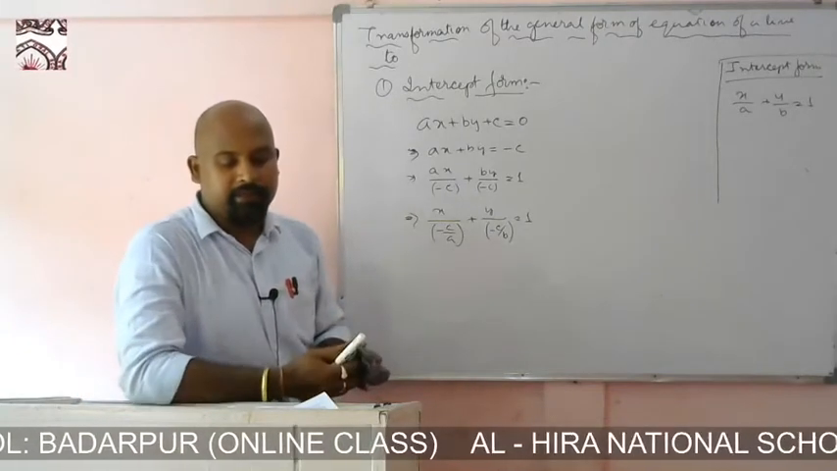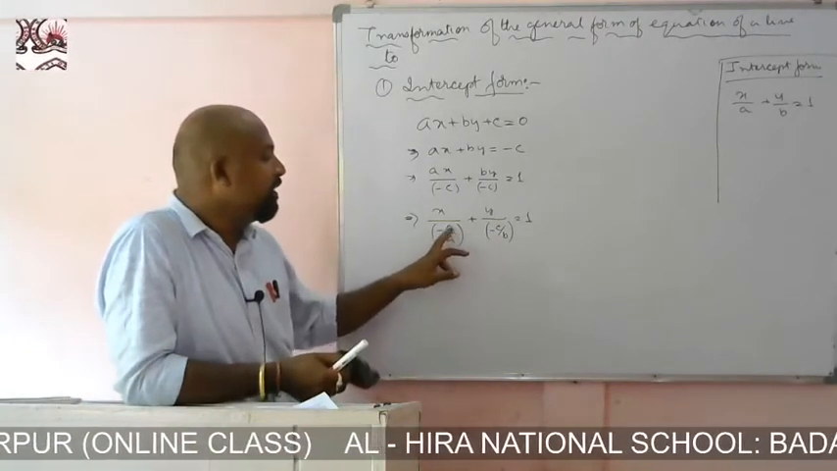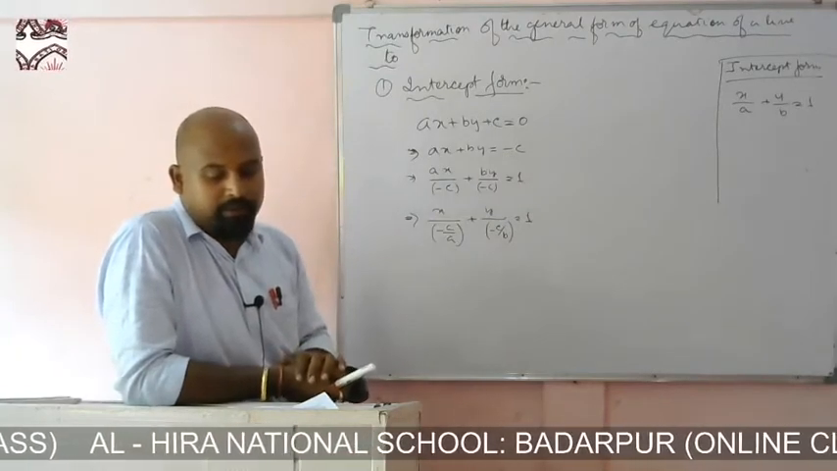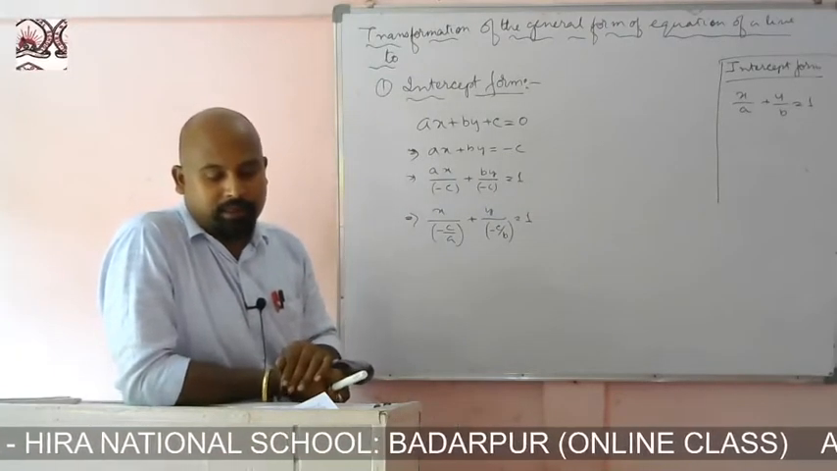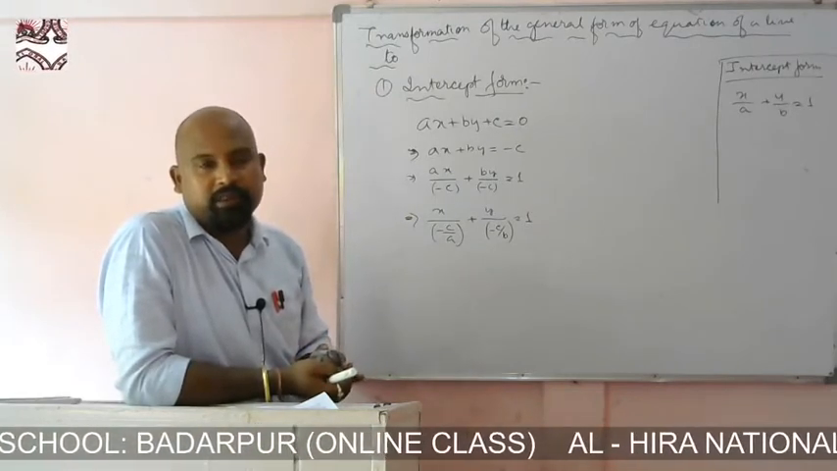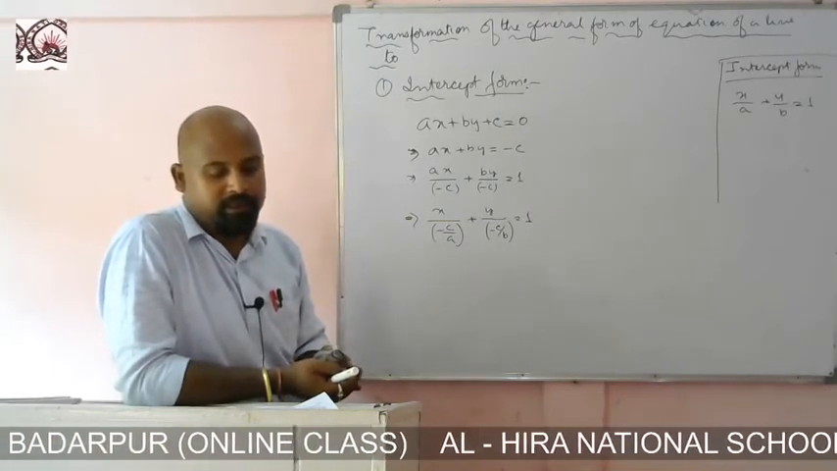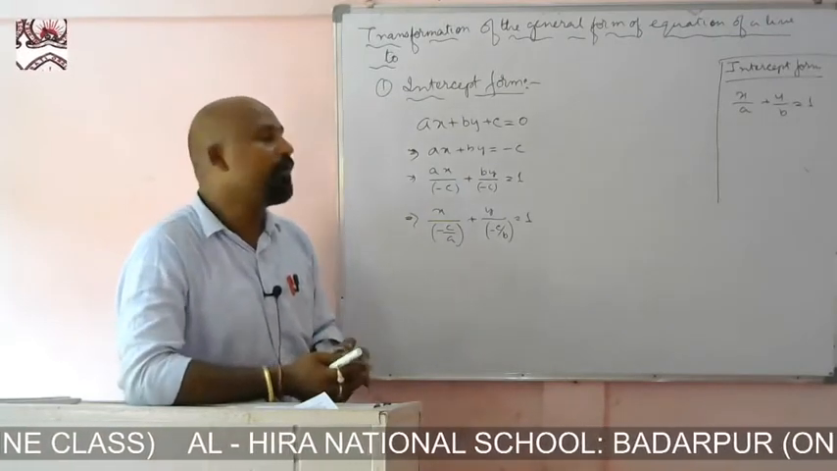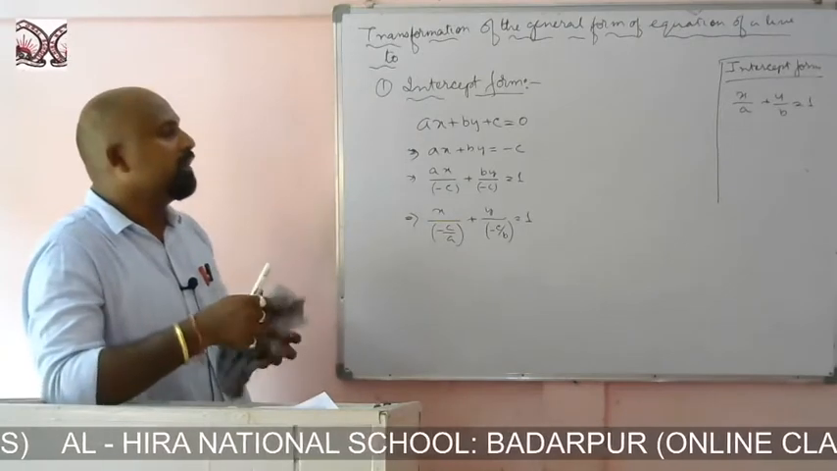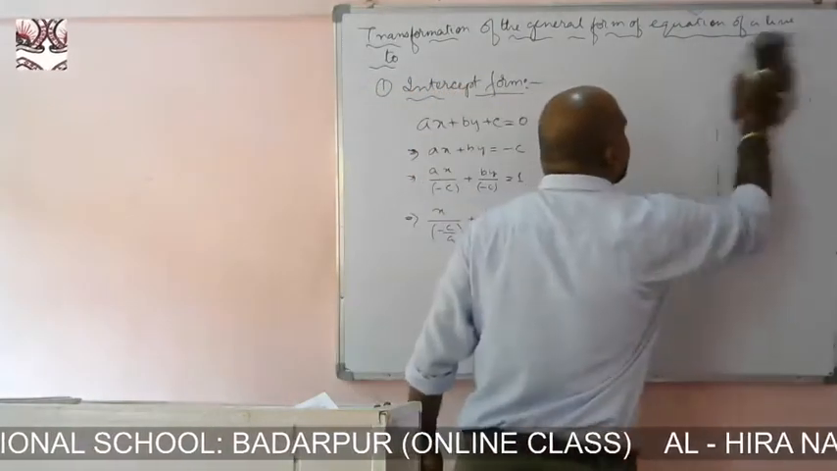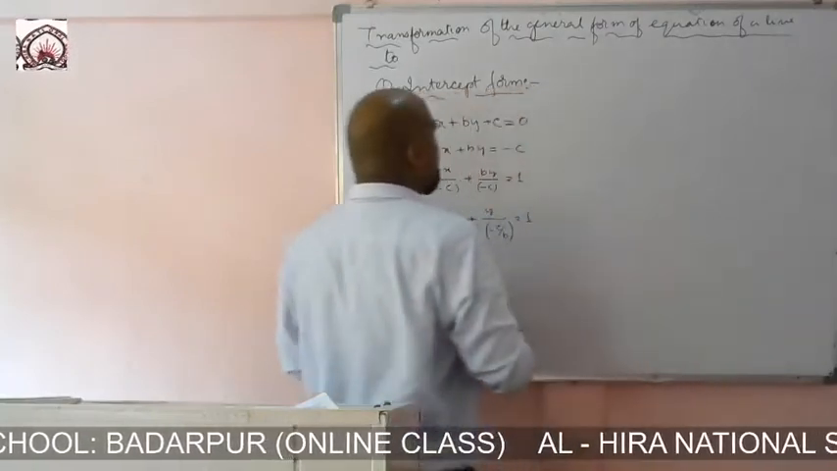Now, if I consider c equal to 0, then ax plus by equal to 0 cannot be reduced to intercept form. Why can it not be reduced to the intercept form? Now let us study this case.